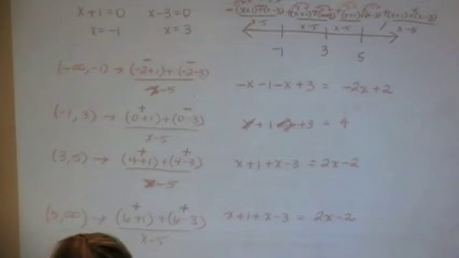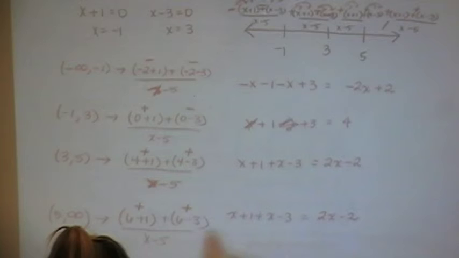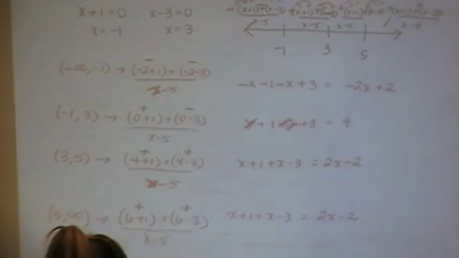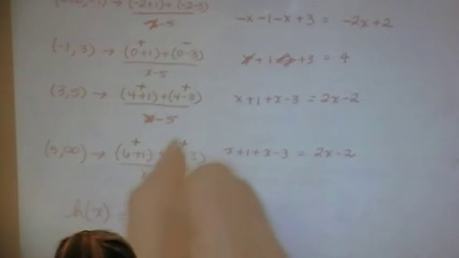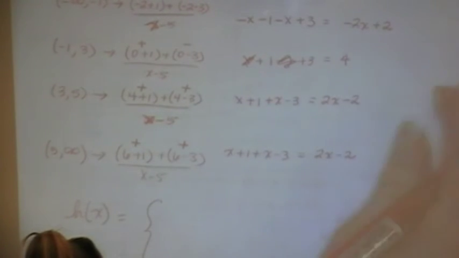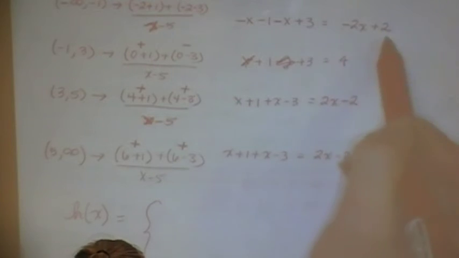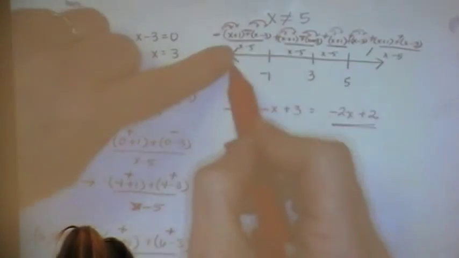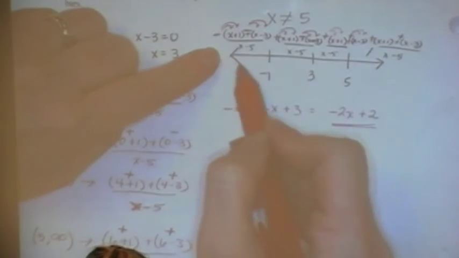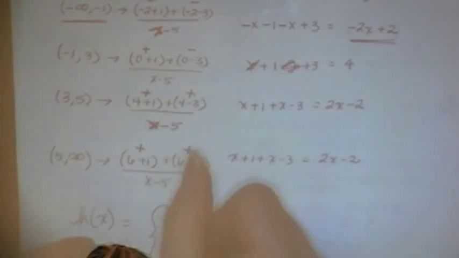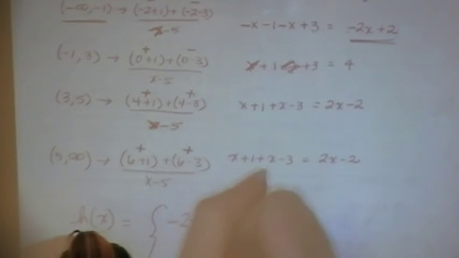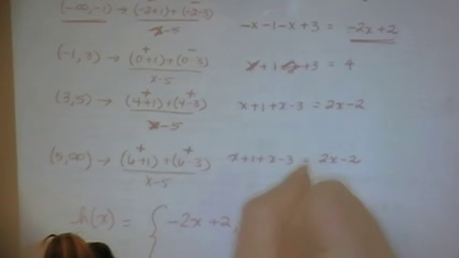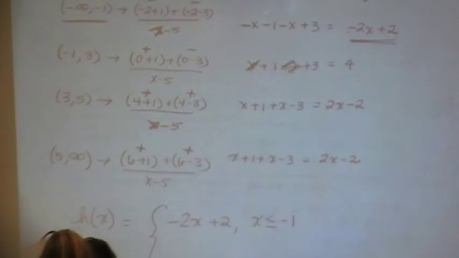Alright, so when I rewrite my function, now I just have to write it with constraints. So this is h of x. My first piece that we did, the negative 2x plus 2, is going from negative infinity to negative 1. So if I look at my number line, the arrow's pointing this way. So that's the way my arrow needs to point. It's going to be negative 2x plus 2. And that's going to be where x is less than or equal to negative 1.